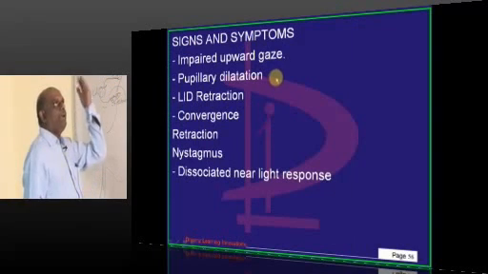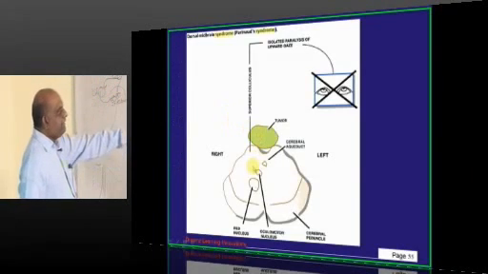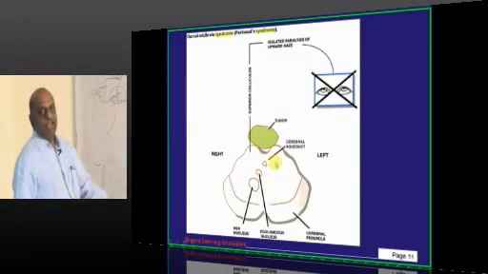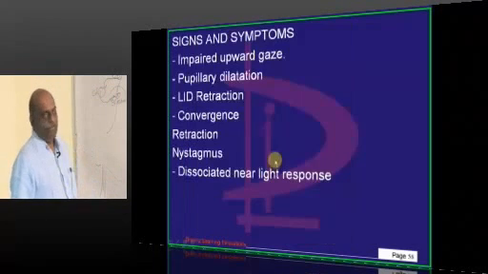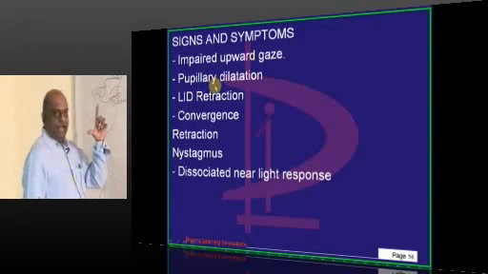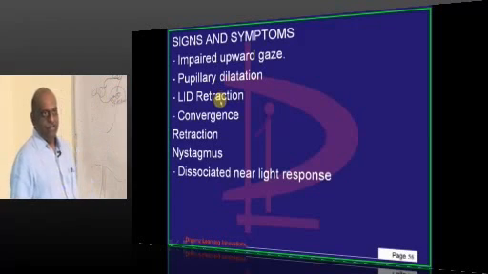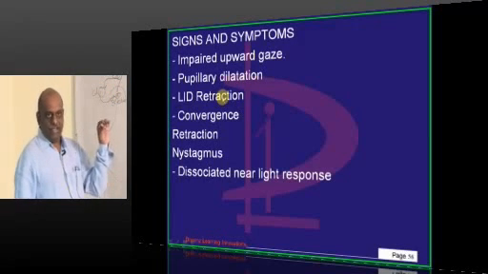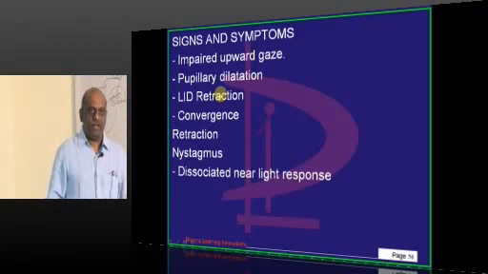So you get impaired upward gaze because the center for vertical gaze is located in the midbrain. Pupillary dilatation: the midbrain is the place where the pretectal nucleus is located. So if they get compressed, what will happen?